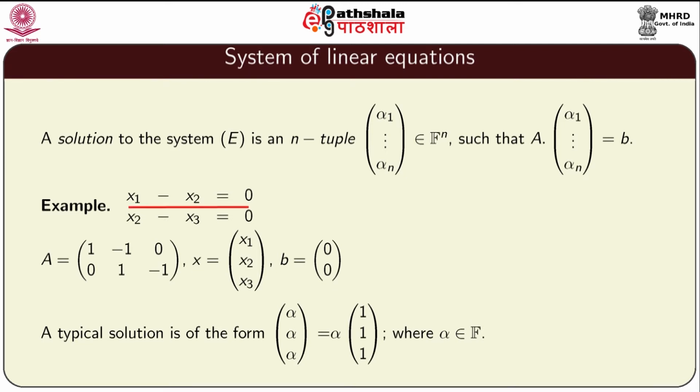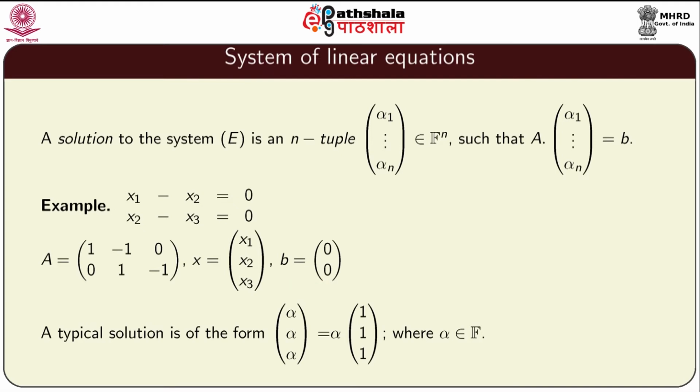To begin with, x1 minus x2 equal to 0, x2 minus x3 equal to 0. You can see that there are two equations. So, m is 2, but there are 3 unknowns, namely x1, x2 and x3. So, n is 3. So, the matrix A, which is the so called coefficient matrix, would be 1, minus 1, 0 in the first row, 0, 1, minus 1 in the second row. X, which is the matrix of indeterminates or unknowns, is x1, x2, x3, which is a 3 cross 1 matrix, and B is 0, 0.